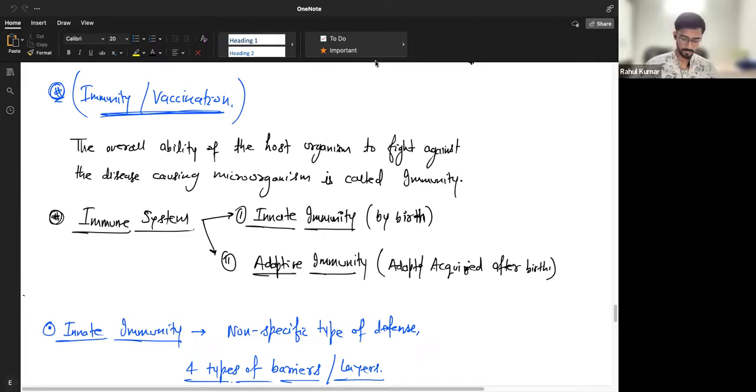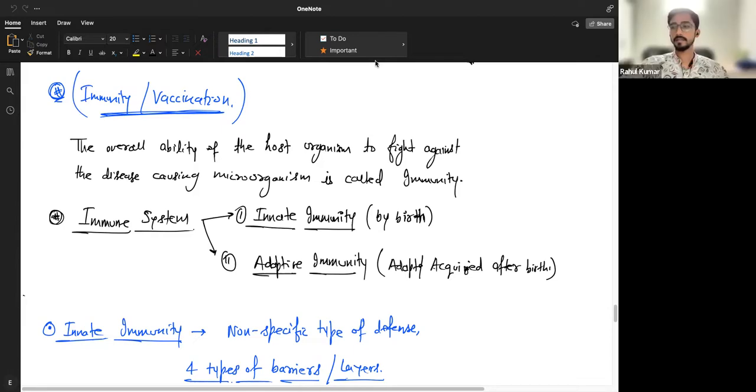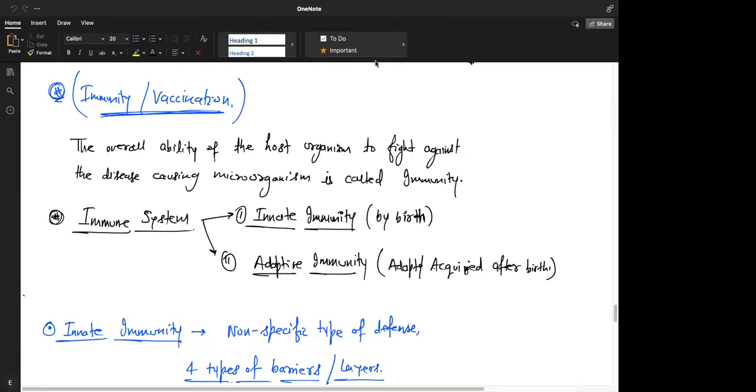Correct. And innate immunity is a non-specific type of defense. There are four barriers or layers. The first one is physical barriers, like skin. Skin is dead, nothing can affect it. Okay, and then mucus. It's not all dead, but the first few top layers are not living cells, and that works in our favor. The skin also has a living component.